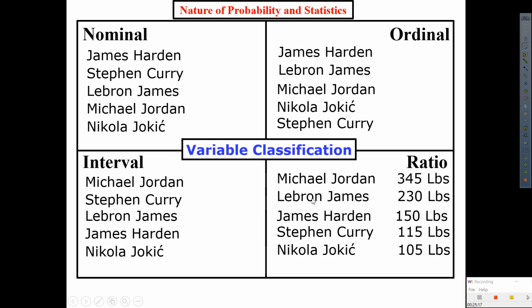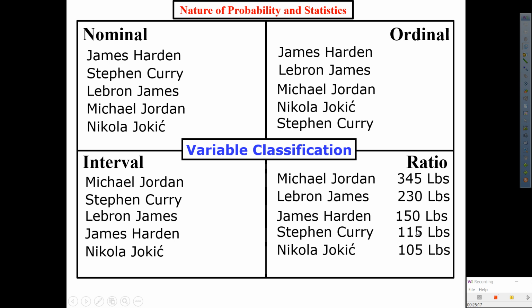Let's go to the next one, ratio. How much does each one of them bench press? Michael Jordan, 345. LeBron James, 230. James Harden, 150. 115 and 105. That's their bench press. Now, question. Can I make fractions comparing them to Michael Jordan? Yeah, 230 over 345, or 105 over 345, and so on and so forth.